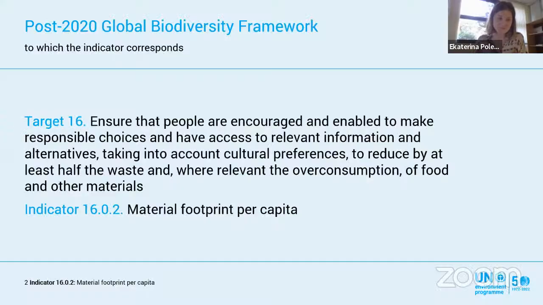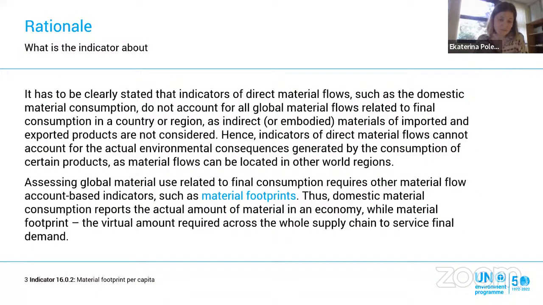Next slide, please. Indicator 12.2, material footprint per capita, also corresponds to target 16 of the post-2020 global biodiversity framework. Next slide, please. It has been clearly stated that indicators of direct material flows, such as the domestic material consumption, don't account for all global material flows related to final consumption in a country or region, as indirect materials of imported and exported products are not considered.